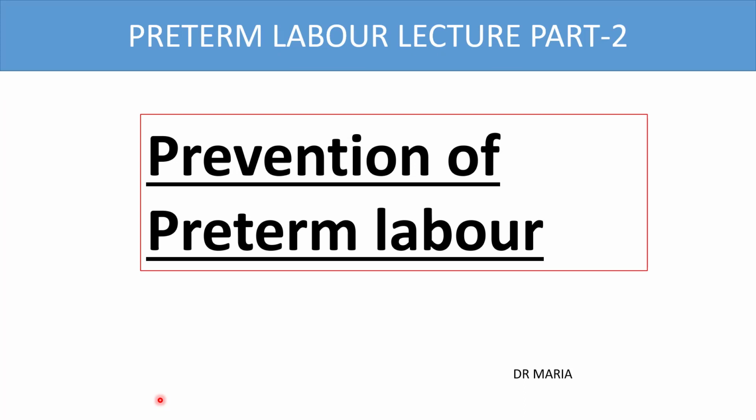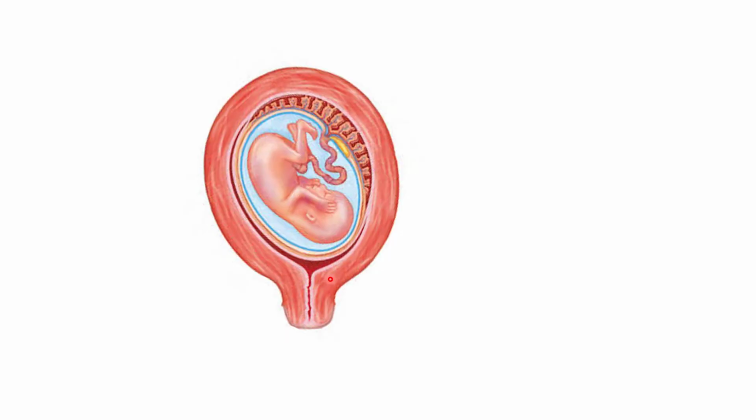Today we will discuss how we can prevent preterm labor, and this is part 2. As we know, preterm labor starts either by the release of pro-inflammatory cytokines and prostaglandins that cause contractions in the uterus, or when the cervix is weak. So we have to either inhibit the release of prostaglandins and pro-inflammatory cytokines, or we have to provide mechanical support to the weak cervix. And how can we do it?